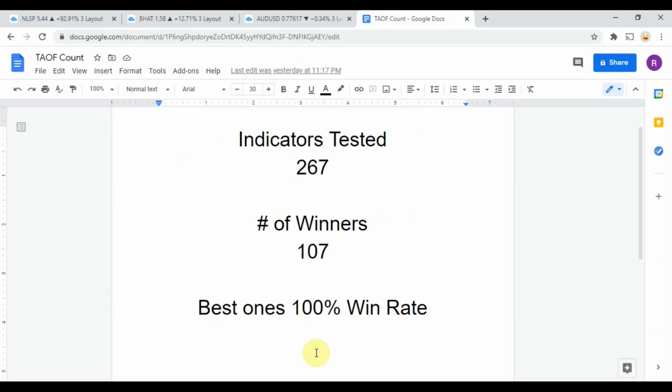So to date, we have tested 267 indicators, and out of those 267 indicators, 107 of them have been winners, which means that they have met or exceeded the 60% win-loss ratio threshold that we have set for them. The best ones so far were able to achieve a 100% win rate.